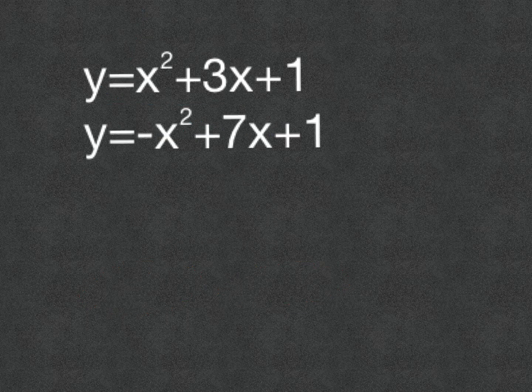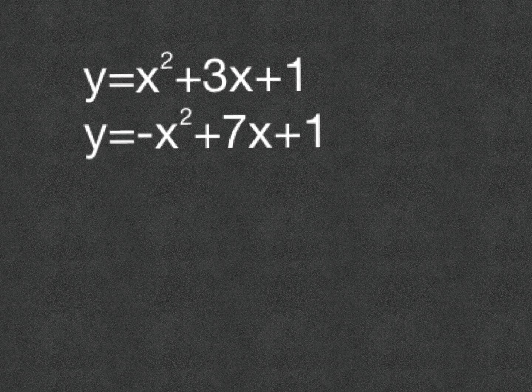Great. Okay, next one. y equal to x squared plus 3x plus 1, and y equal to negative x squared plus 7x plus 1. Try this on your own. It's better that you try some of these on your own, and then check back to see if you get the right answer with my guidance. So go ahead and do that. Pause the video. I'll be right here.